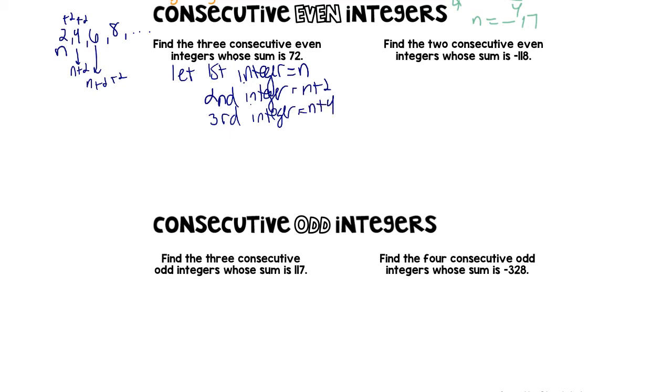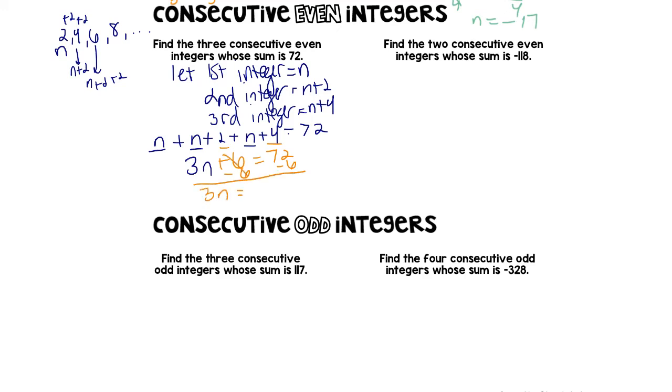So we're going to add all these together. N plus n plus 2 plus n plus 4. Their sum is 72. Put the constants and the variables together. 3n plus 6 is 72. We've got to subtract 6 to get n alone.